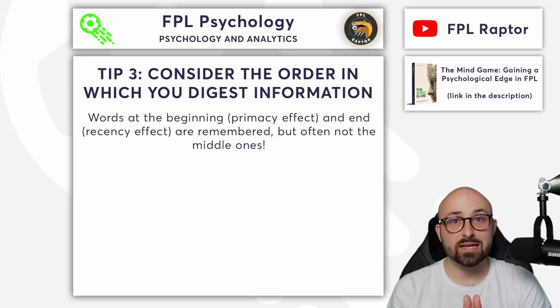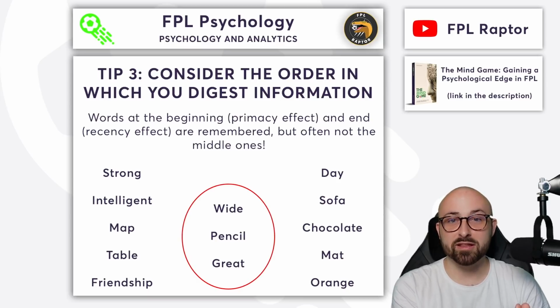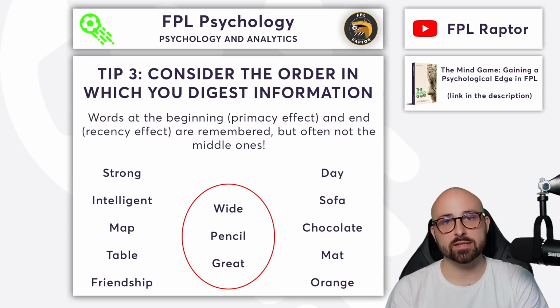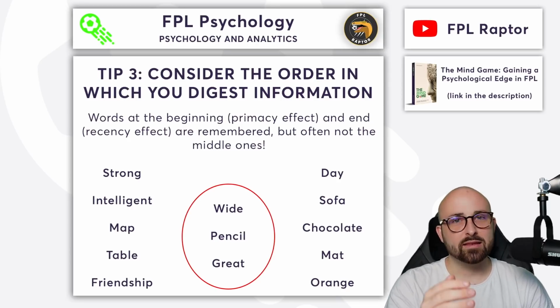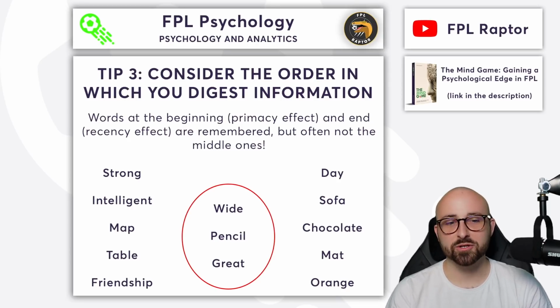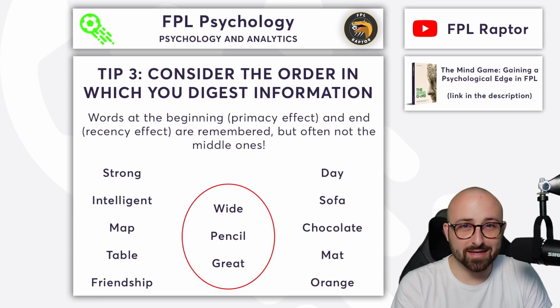So you're now going to see the words on the screen, and I've split them into the words at the beginning, the words in the middle, and the words at the end. So the 5 words at the beginning, again, the cutoff is very arbitrary. I could have cut off at friendship and day. But anyway, the 5 words at the beginning were strong, intelligent, map, table, and friendship. So those were the beginning section.